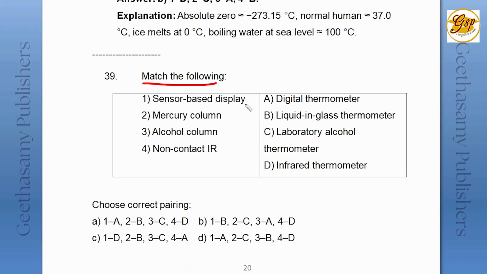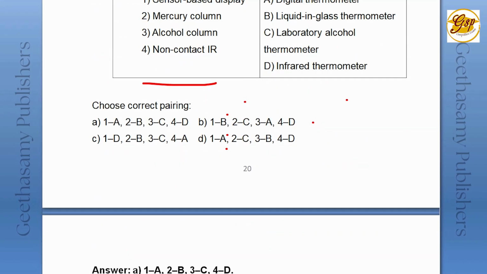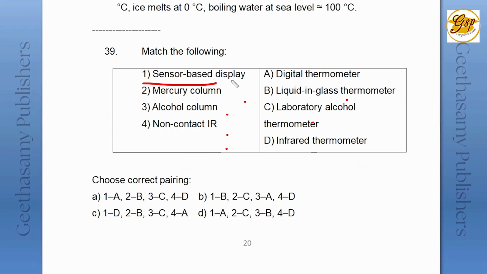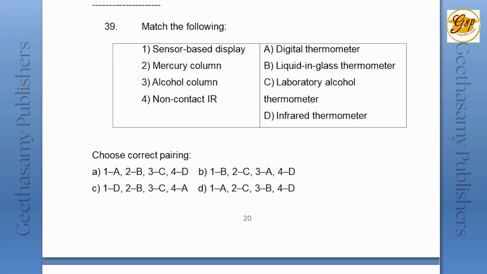39th question, sensor based display and mercury column, alcohol, and non-contact. Digital, liquid, glass thermometer, and laboratory alcohol thermometer, infrared thermometer. So the correct answer is, it is written correctly. Sensor, digital thermometer, then B, mercury column, liquid in glass thermometer, alcohol, that is laboratory alcohol thermometer, non-contact, it's infrared. So it's like A is the correct answer. So all are filled correctly.